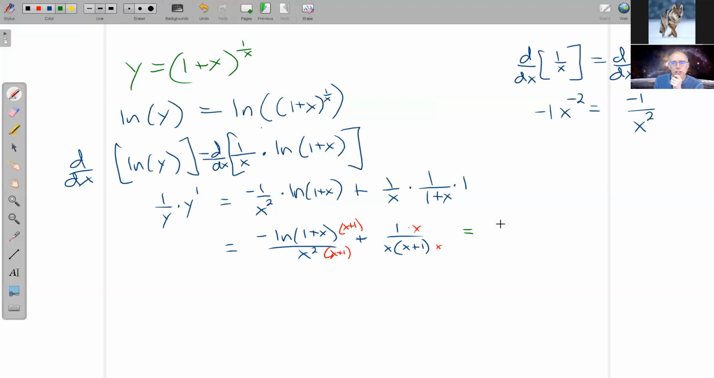So that's going to give us, I think I'll write it as negative (x plus 1) times the natural log of (x plus 1), plus x, all over x squared times (x plus 1). So that's an alternative to the blue. Does that use less ink? Maybe.